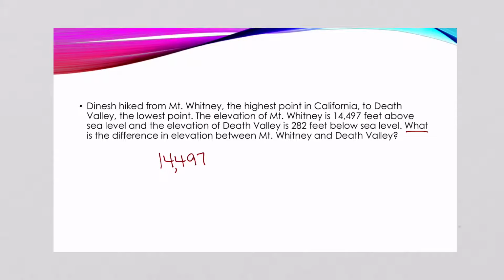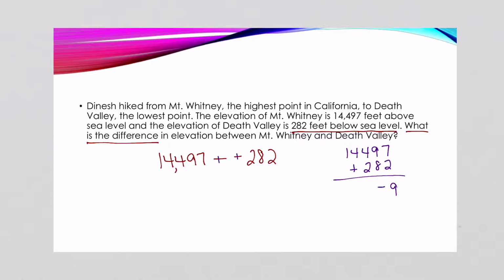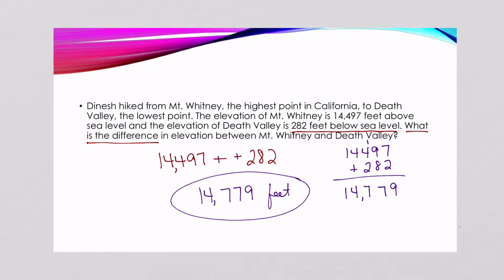The question says, what is the difference in elevation between Mount Whitney and Death Valley? Difference means subtract. Remember, this right here is below sea level, so that's a negative number. So notice how you have a double negative here. Change. So 14,497 plus 282 is really what I'm adding here. So there is a difference of 14,779 feet between Mount Whitney and Death Valley.